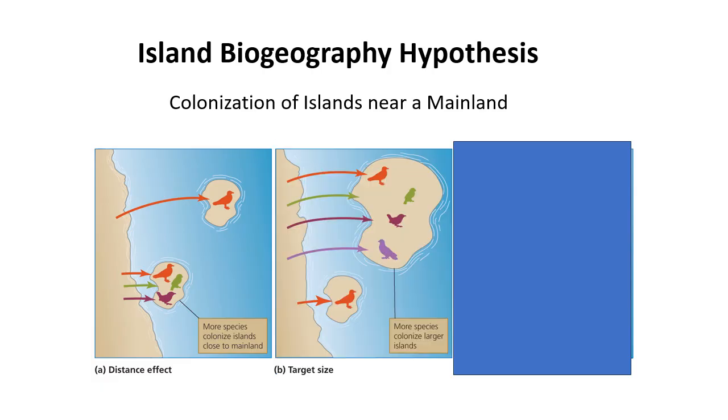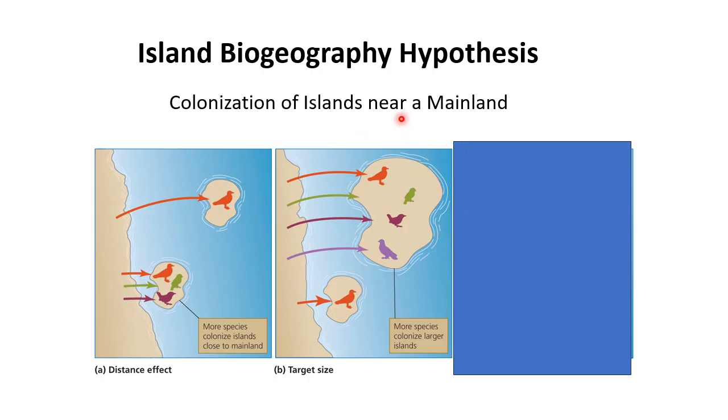What we find is called target size. So we're going to have more species colonize larger islands. And that goes back to that question when we're looking at the forest, which plot is bigger or would have more species. And so more land, there's going to be more species.